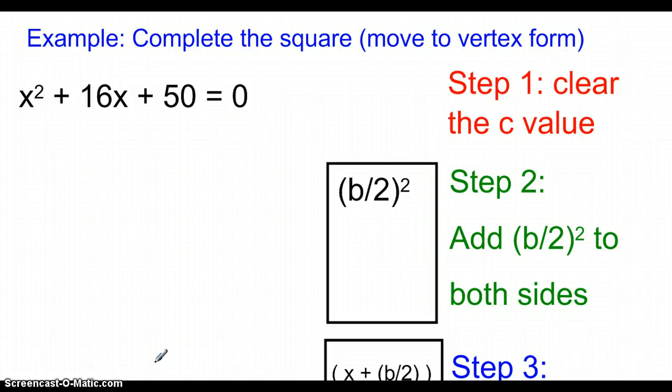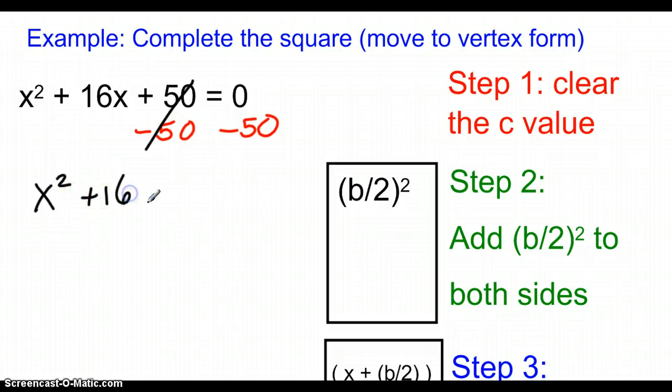Alright, so when we're doing this, the first thing we're going to want to do is to clear our C value. And we know our C value is the number all the way at the end here when we are in standard form. So what we're going to need to do to get rid of this positive 50 is we will subtract 50 from both sides. Now when we do that, what we'll be left with here is x squared plus 16x is equal to negative 50.